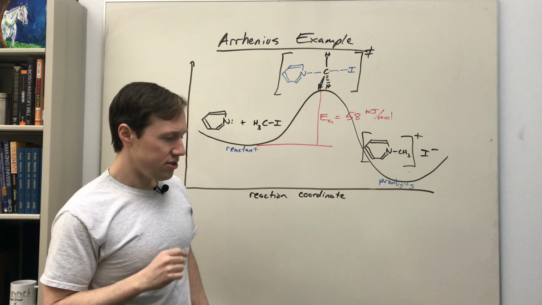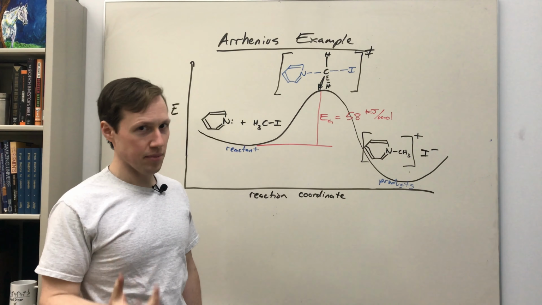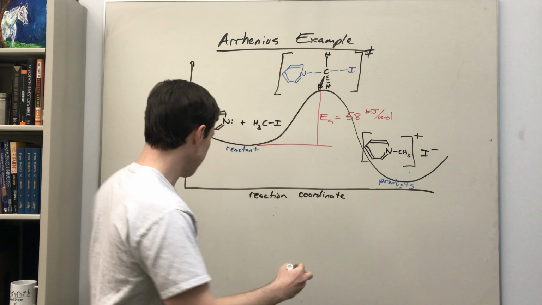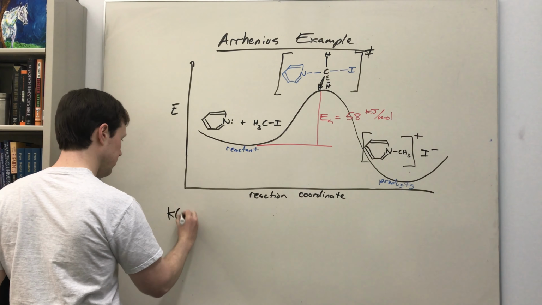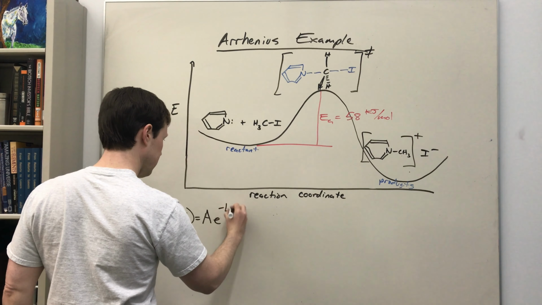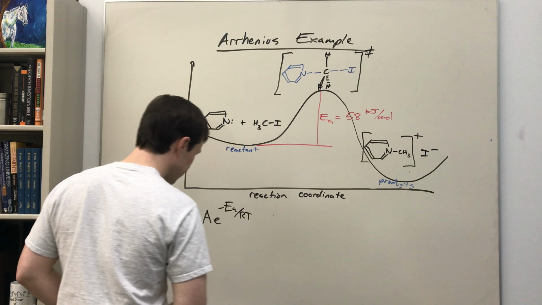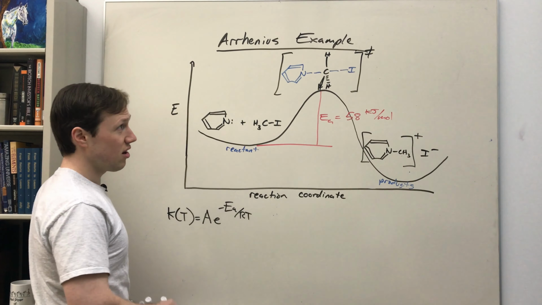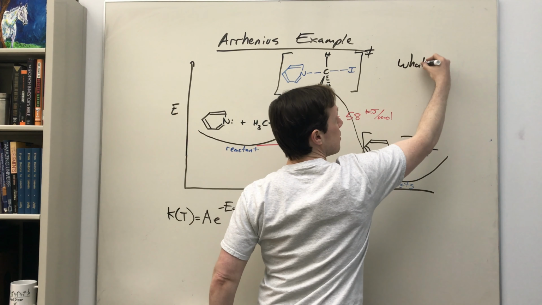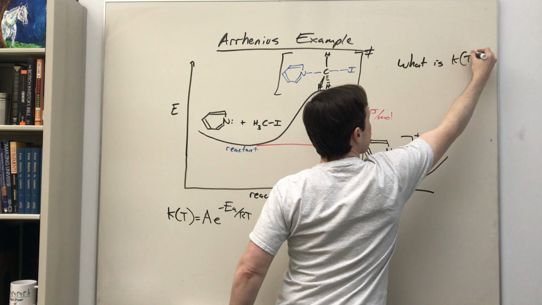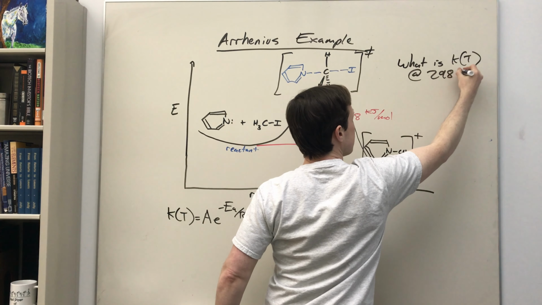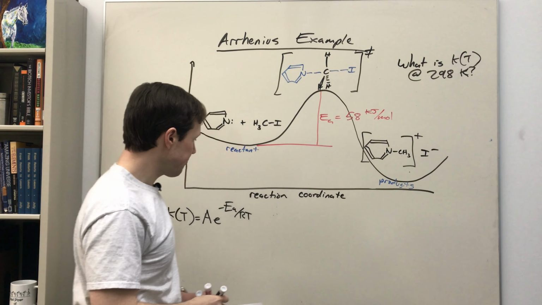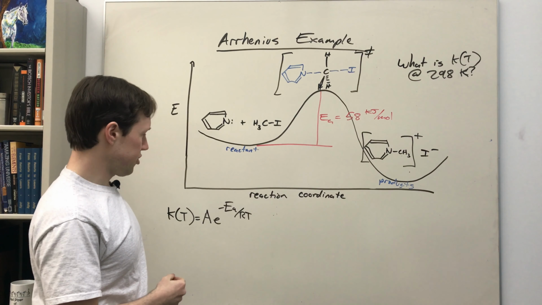To determine that, we do actually need one more piece of information, because the Arrhenius equation that we want to use is this one. We have our activation energy. We're going to be determining our k at room temperature. That's K for Kelvin up there. So we know our temperature.